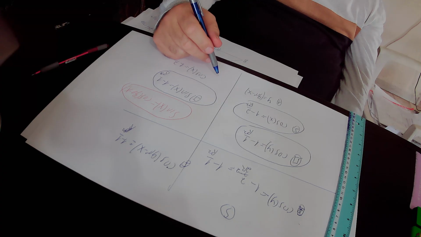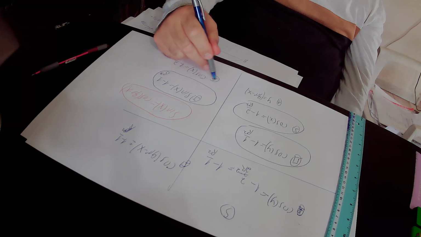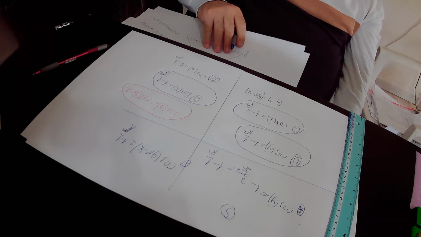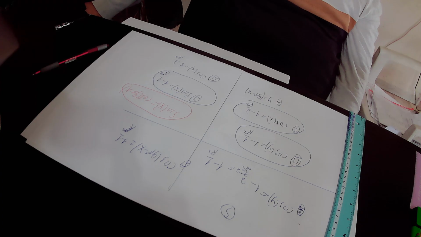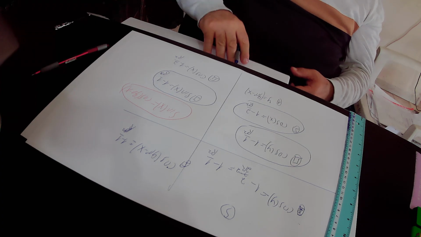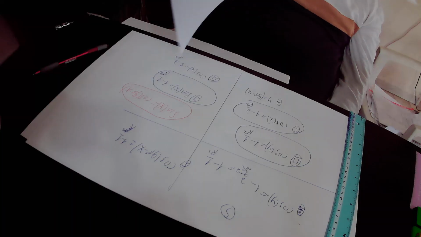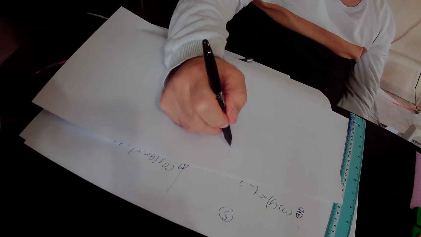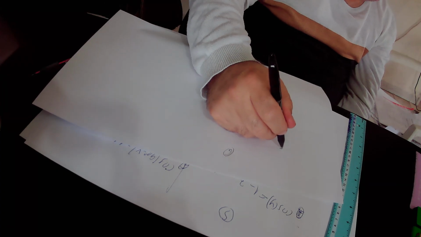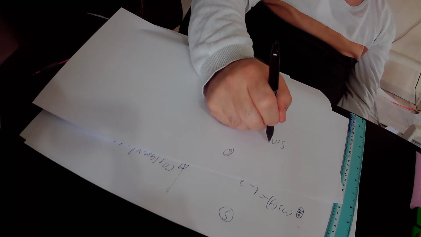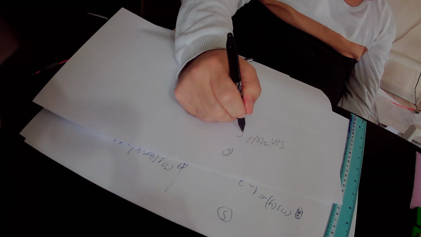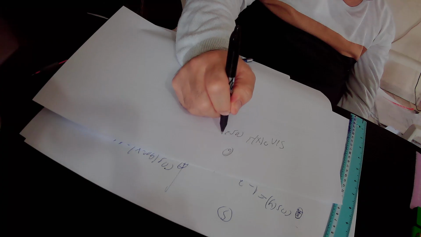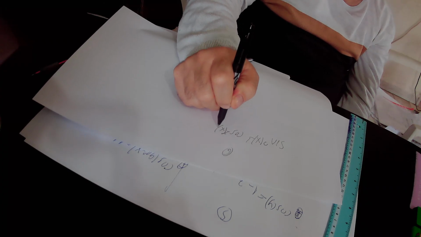So this is equation 1, this will be equation 2. Now we do the trigonometric identity. It states that sine squared x plus cosine squared x equals 1.